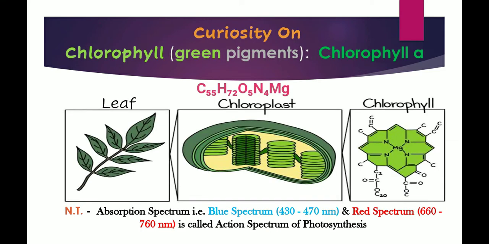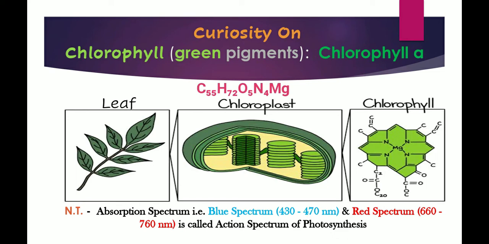Now we will see the chemical structure of chlorophyll A and its symbol. The symbol is C55H72O5N4Mg. We know from before that plastids are of three types: chloroplast, chromoplast and leucoplast. So chlorophyll is found in the grana of chloroplast.